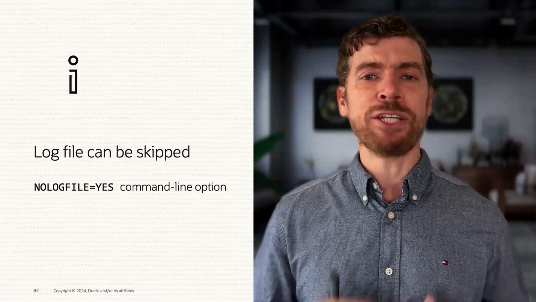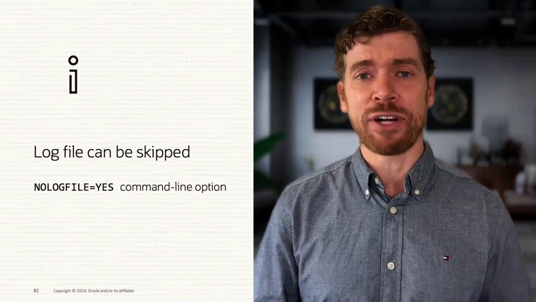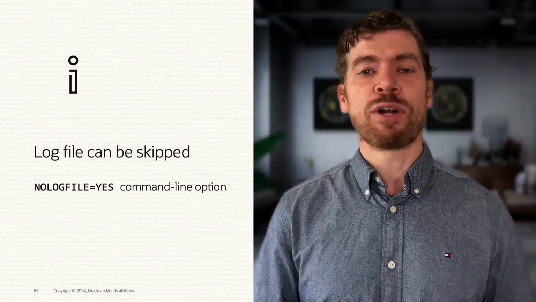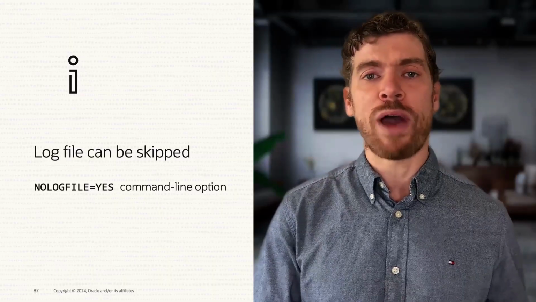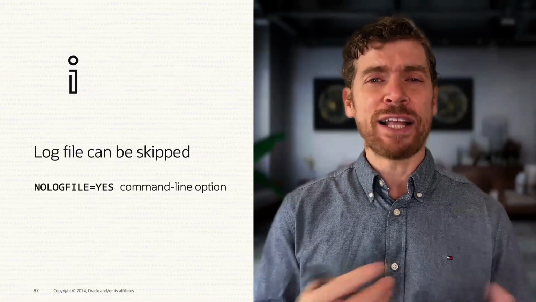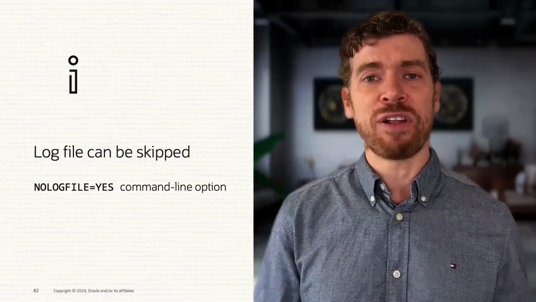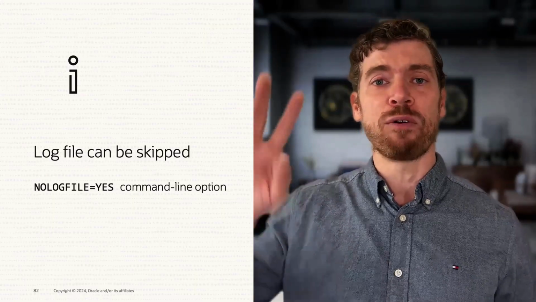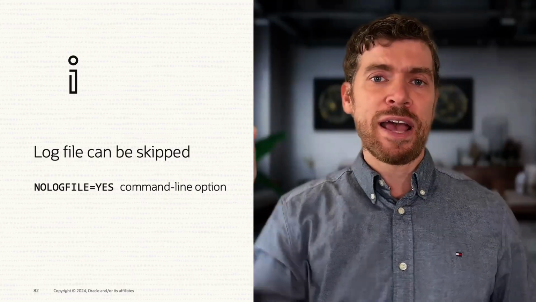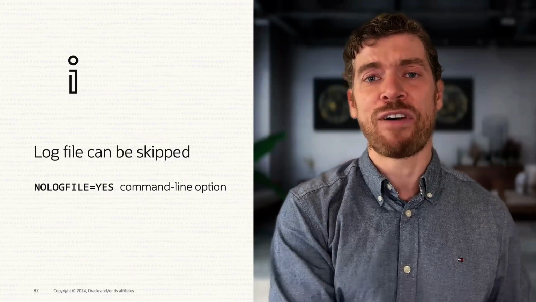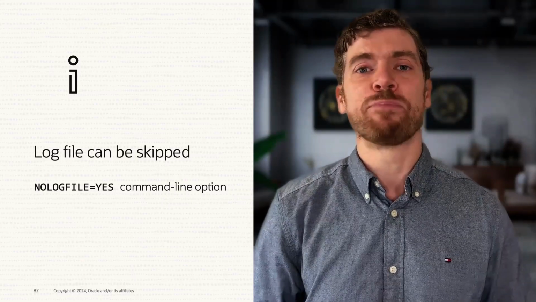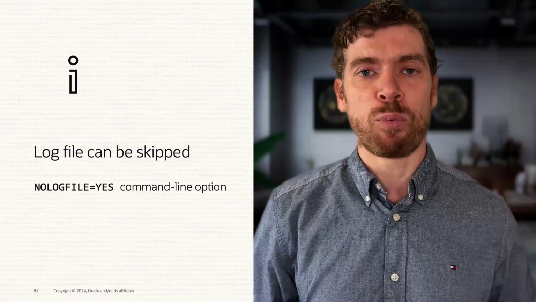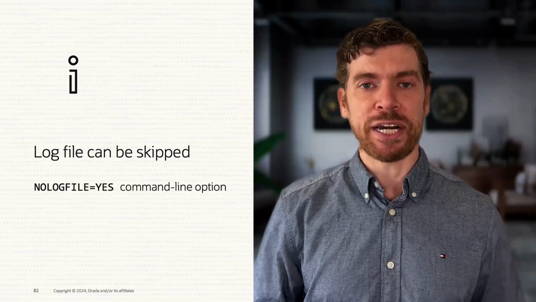First thing, imagine you don't have access to any directory in this ADB. So you can provide this no-load file equal to S command line option. And that way you can call Data Pump even without any access to any directory. You could read, for example, the dump file from an object storage and not generate any log file. And that way, for example, it's possible to execute Data Pump without a directory permission in ADB.